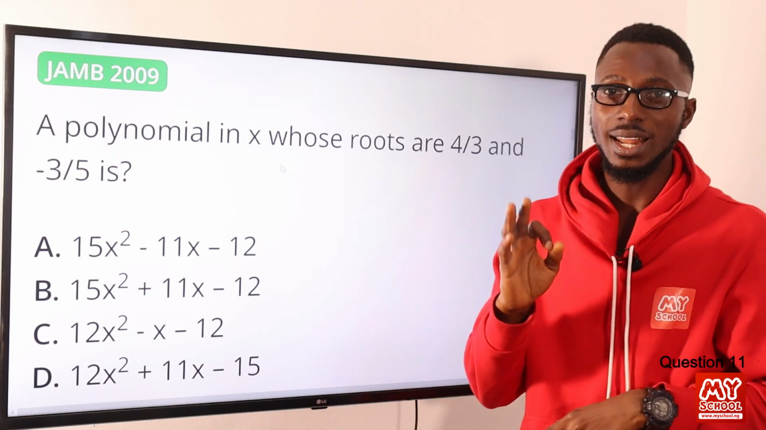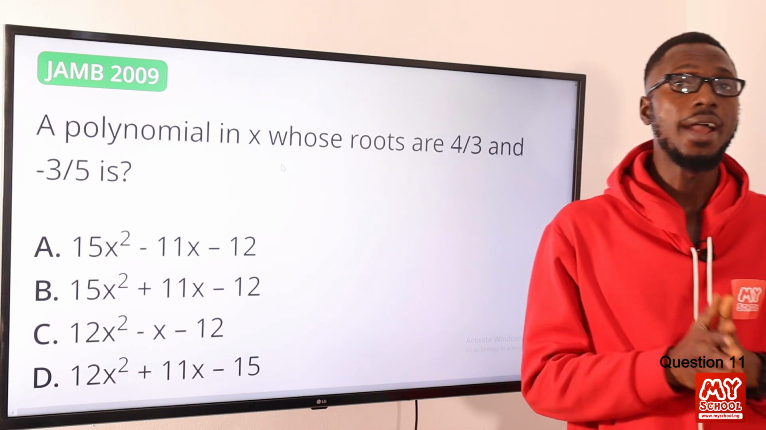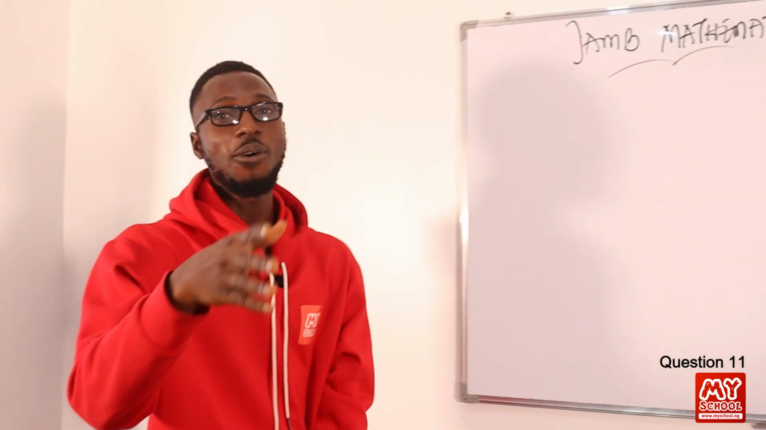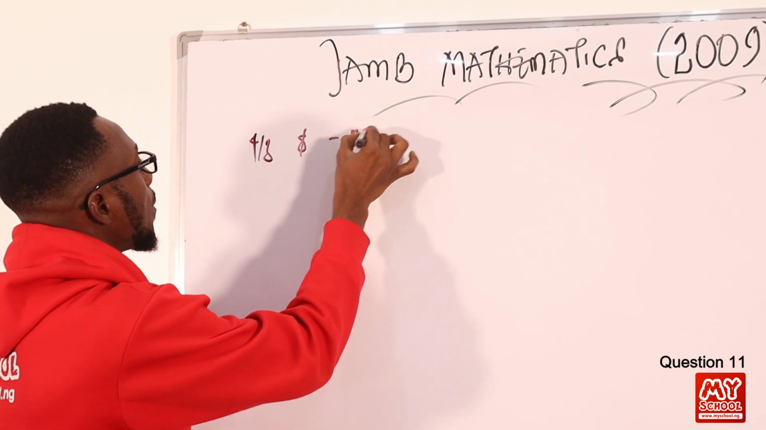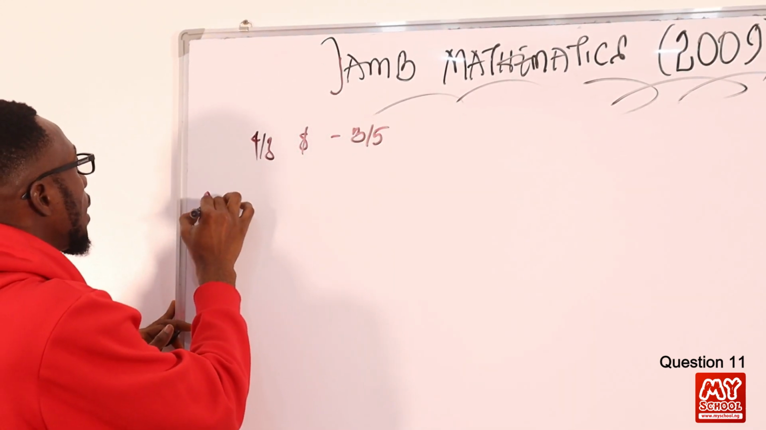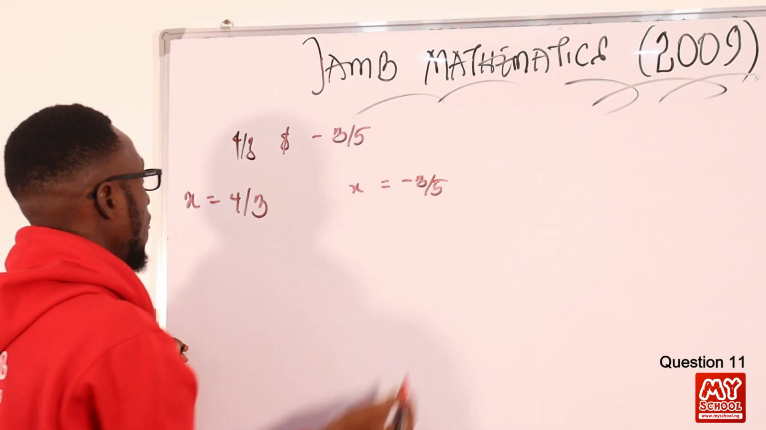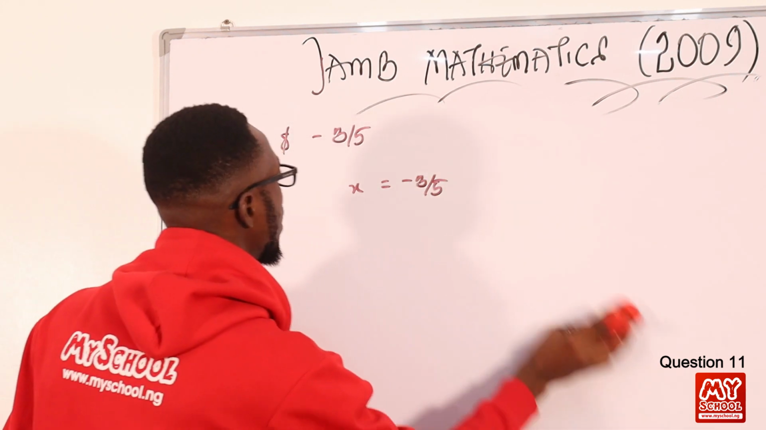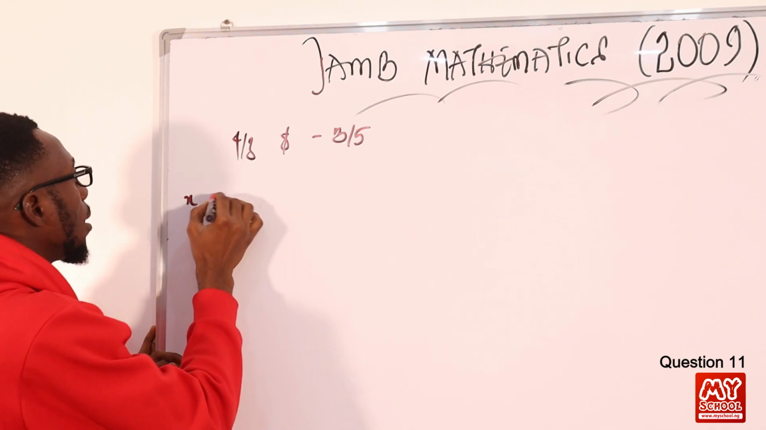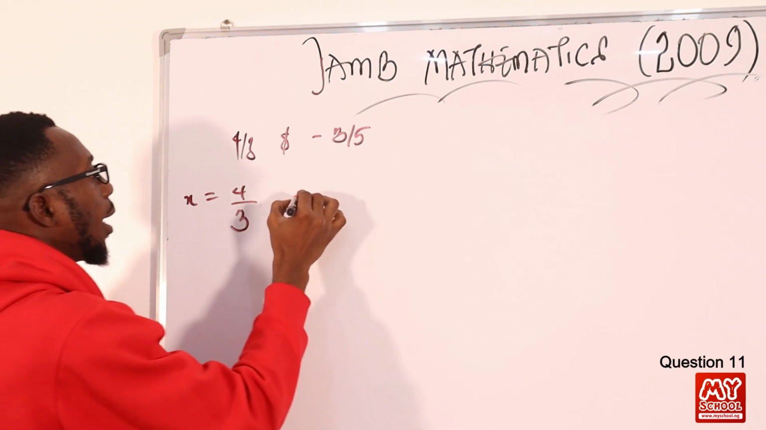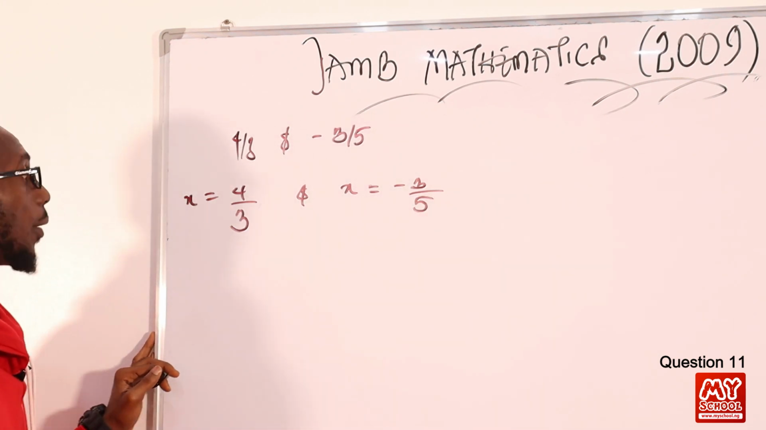So join me as I solve question 11. A polynomial in X whose roots are 4 over 3 and minus 3 over 5. We just have to do something that looks like the reversal of factorization. So we have the roots as 4 over 3 and minus 3 over 5. Basically, I'm looking at X equals 4 over 3 and X equals minus 3 over 5. Let me write this so that we can have a proper view of what I have here.